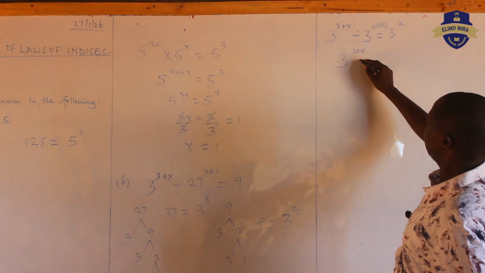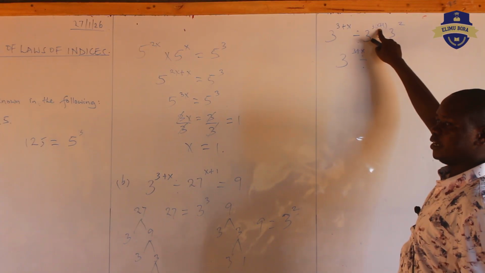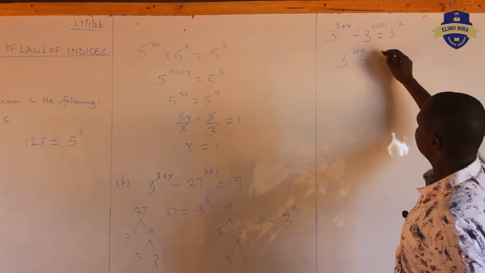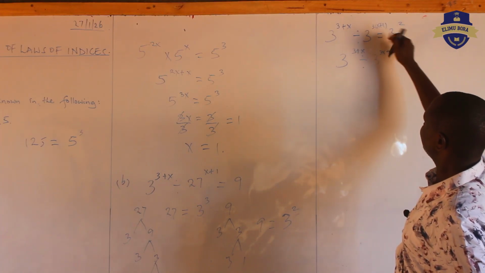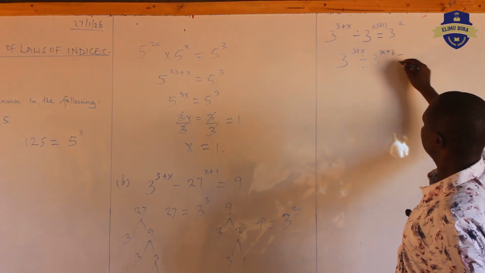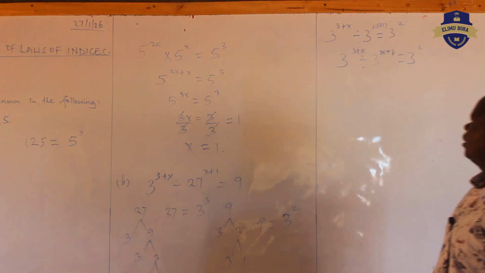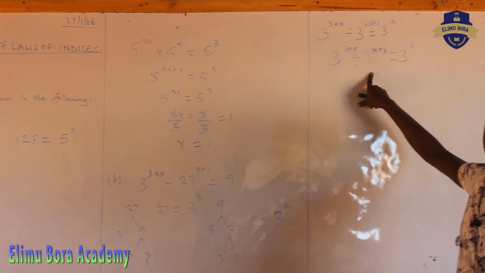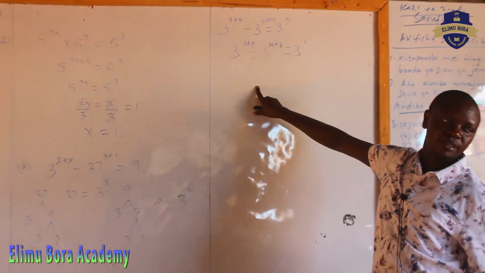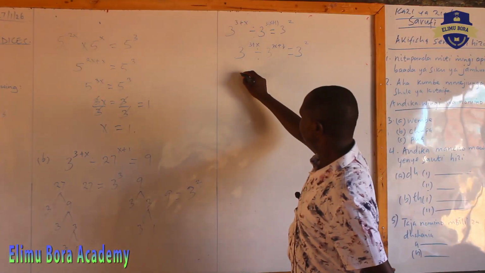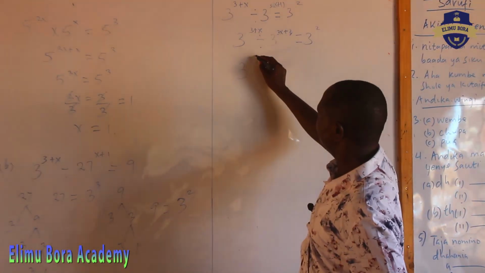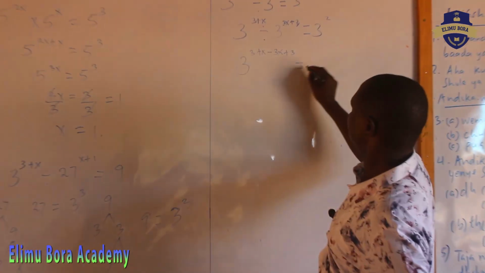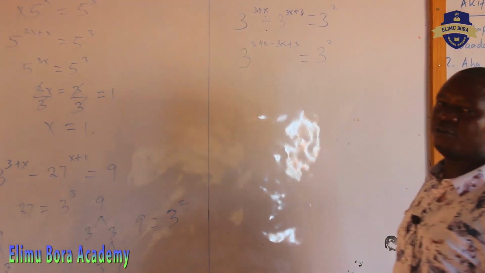So before we reach there, let us expand this one. For us to expand here, we just multiply. Are we together? 3 into 3 times x, 3x. 3 times 1, 3. Is equal to 3 power 2. Now reaching at this point, the bases are the same. We subtract the powers. So it's going to be base of 3, 3 plus x minus 3x plus 3 is equal to 3 to the power of 2.